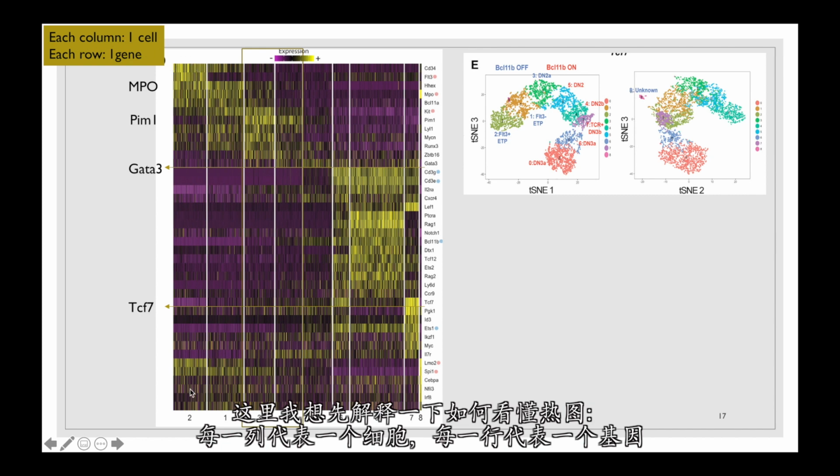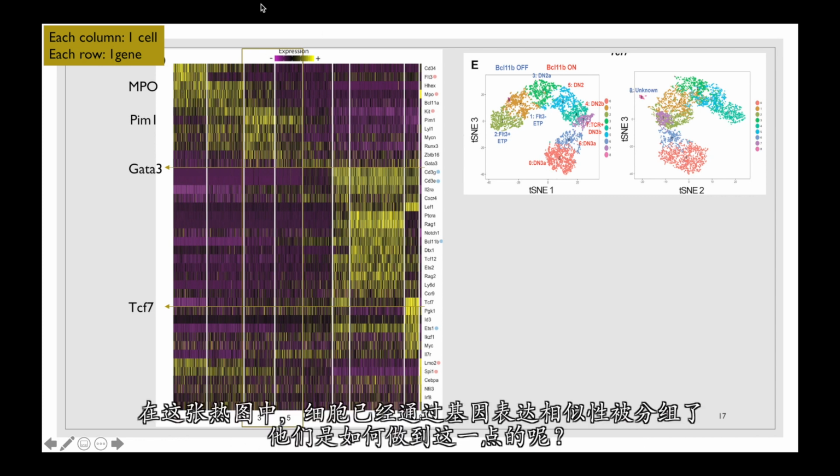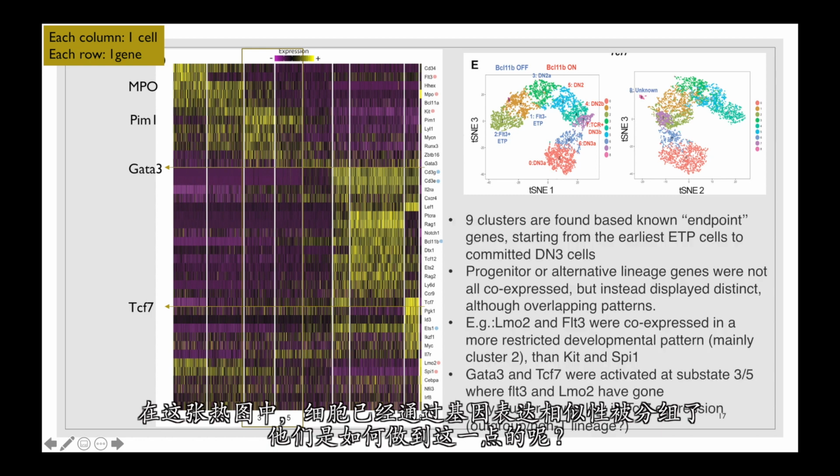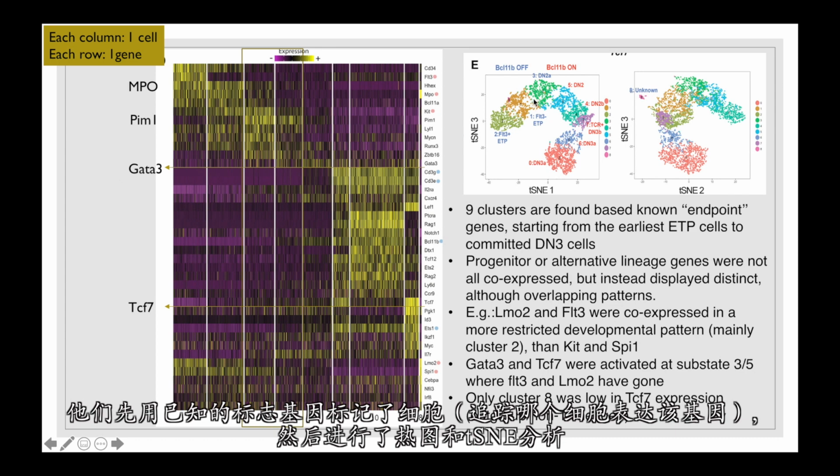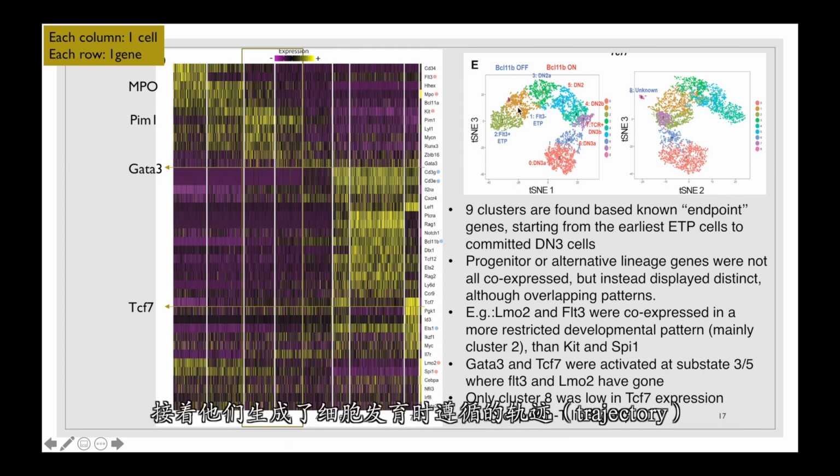Each column represents one individual cell, and each row represents one gene. And if we look into this heat map, we can find the cells have already been clustered. And how did they do this? So they use the known markers to label the cells and then generate the heat map and the t-SNE analysis. And then they can create the trajectory of the cells during development.